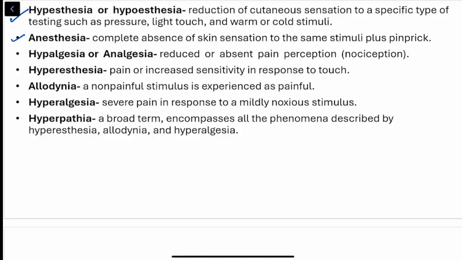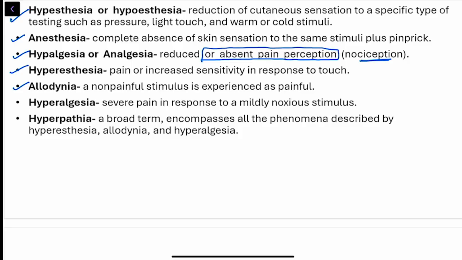Anesthesia means complete absence of sensation. Hypalgesia or analgesia means reduced or absent pain perception, that is only pertaining to pain. Hypoesthesia was related to any kind of stimulus, but hypalgesia or analgesia means only pain. The pain is perceived to a lesser intensity. Hyperesthesia means increased sensitivity in response to touch. You touch the patient very slightly and he will complain of pain, that, oh, I am going to die with this pain.